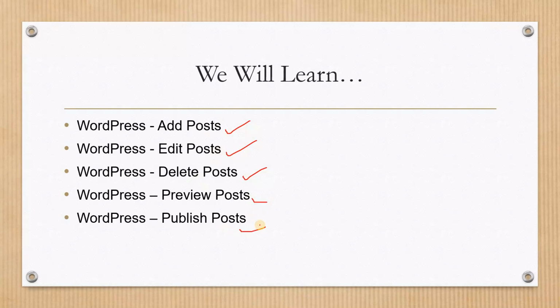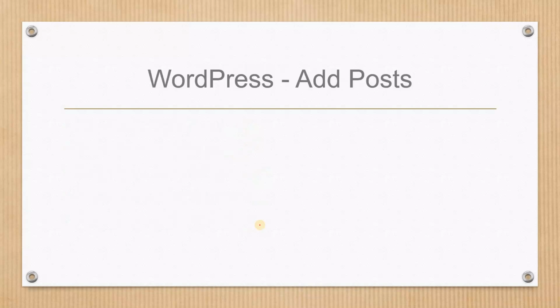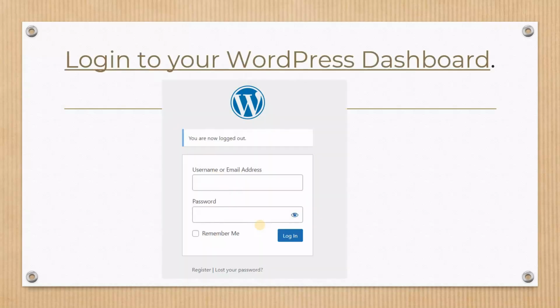Here is the difference between preview and publish: in preview it will show a preview on the browser, whereas publish will publish the content on your WordPress website. So now first we have add post. How to add a post in your WordPress website.